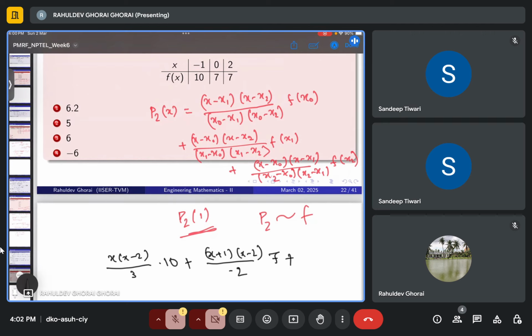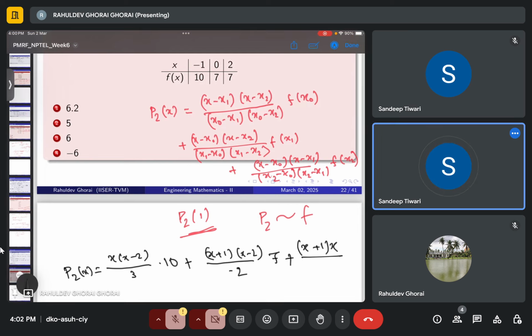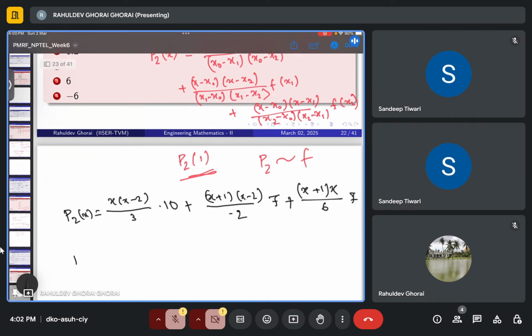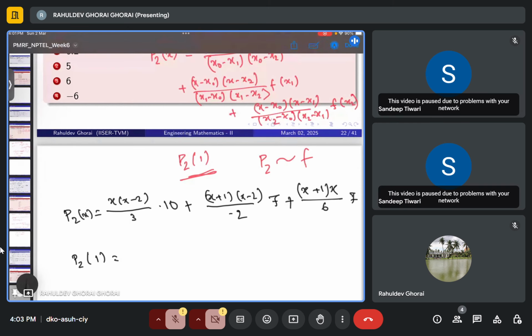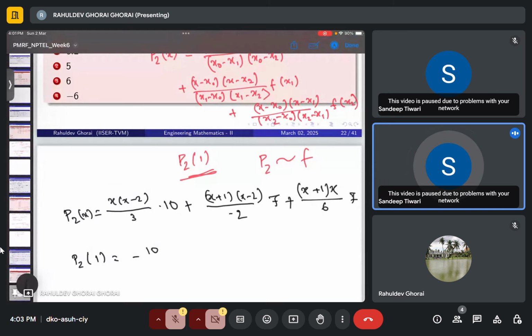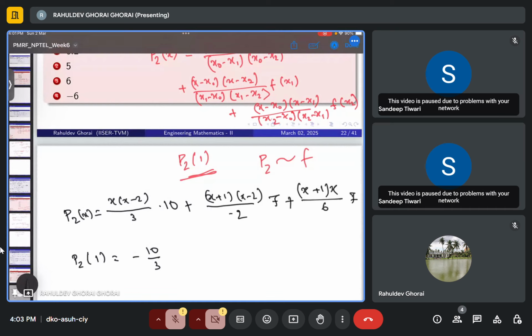Plus another term: (x plus 1) times x, divided by 6, times 7. Okay. Then what we need to find? P2 at 1, right? P2 at 1 will be? Minus 10 by 3.